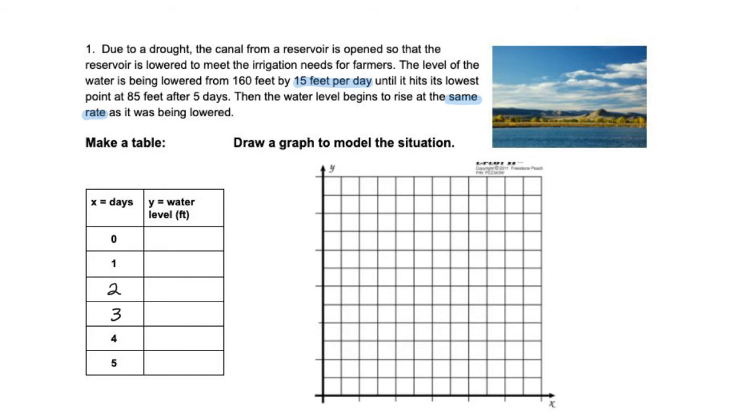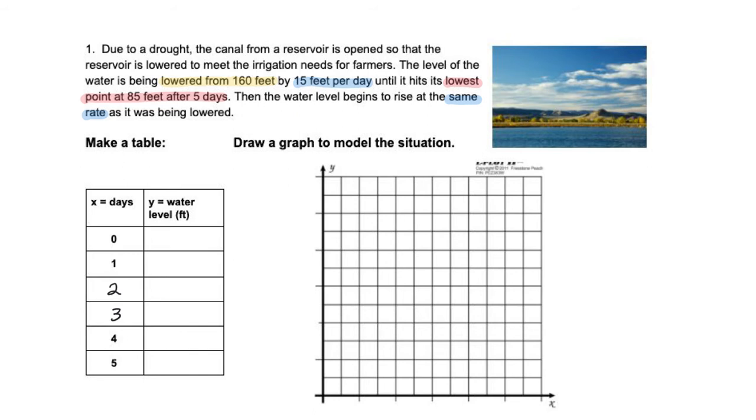And let's put some other key information here. We know that we start at 160 feet. It said it's being lowered from 160 feet. It hits its lowest point at 85 feet after 5 days. That is going to be our turning point, when that is the lowest point before it goes back up again. So this situation we're going to be sketching here on the graph. Doesn't have to be super accurate, but we want to get the gist of the situation. And we want to fill in some information in our table here.